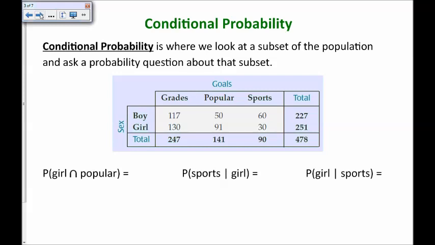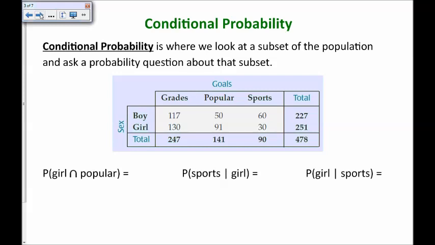Next, we will look at conditional probabilities. A conditional probability is where we look at a subset of the population and ask a probability question about that subset. Here is some data, a contingency table where 4th, 5th, and 6th graders were asked a series of questions, one of which is, what is your primary goal? Is it to get good grades? Is it to be popular? Or is it to do well in sports? And that's broken up also by gender of the student.